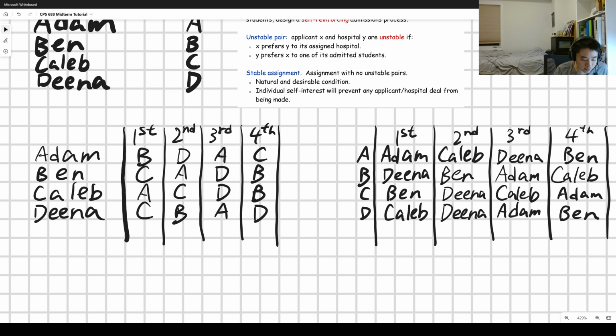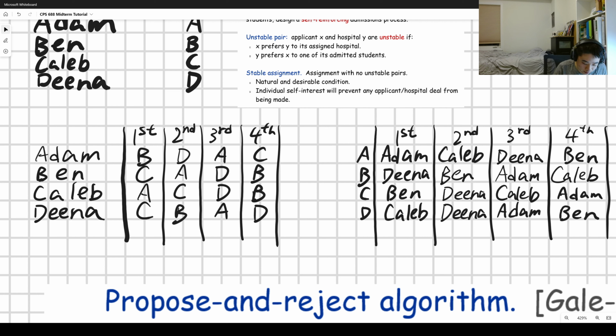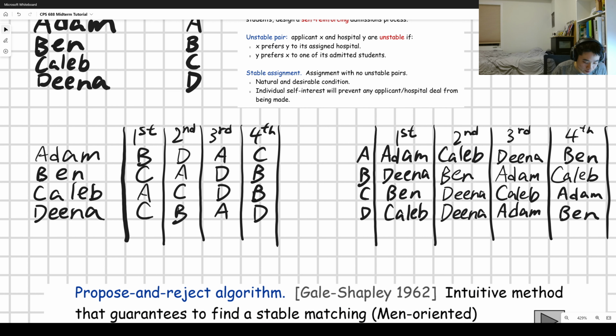Okay, so let's take a look at an algorithm that helps us take care of giving out the list of stable matches. This is called the propose and reject algorithm, which is also known as the Gale-Shapley algorithm. And how we do it is, oh boy, this is too big. Okay, so how we do it is I'm gonna scroll down here.